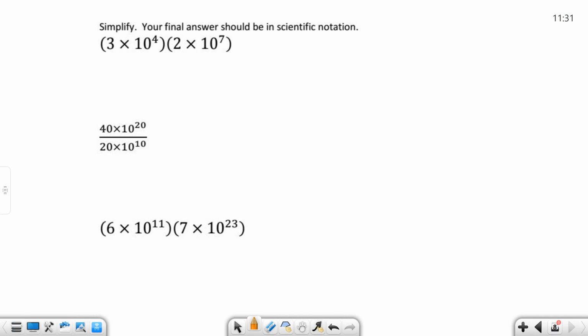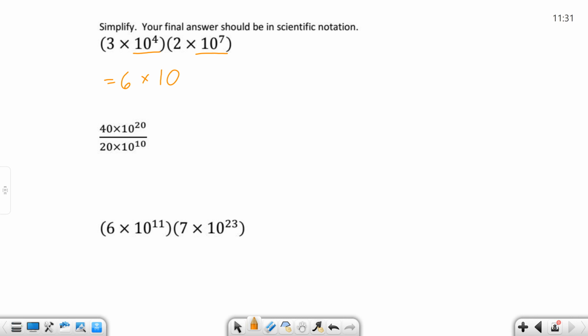This is the same thing as having 3x to the 4th and 2x to the 7th, and multiplying that and getting 6x to the 4 plus 7. Right? We're going to do the same thing here with scientific notation. We're going to multiply the things out front, the 3 times the 2. So 3 times 2 gives me what? 6. And then times 10.